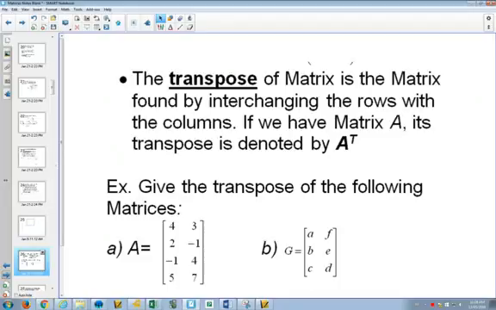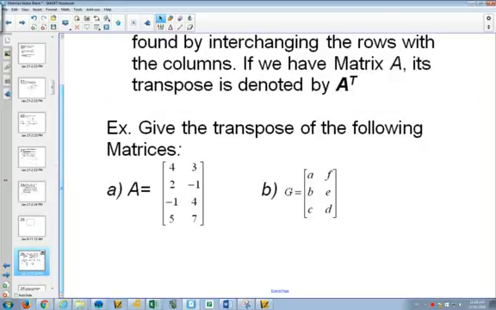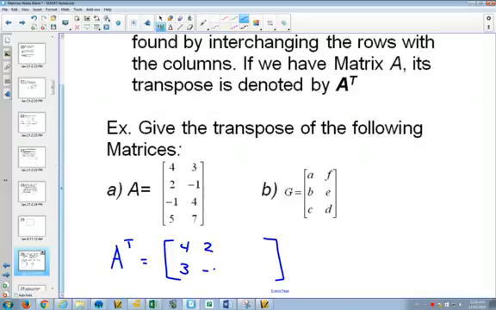Back to matrices definitions. The transpose of a matrix: you just interchange the rows and the columns. So for this first one, the transpose, it has 4 rows, 2 columns. Now you're going to have 4 columns, 2 rows. So you got 4 and 3, 2 and -1, -1 and 5, and, oops, I got a little crazy there, -1 and 4, 5 and 7. So notice that your first column becomes your first row, and your second column becomes your second row.